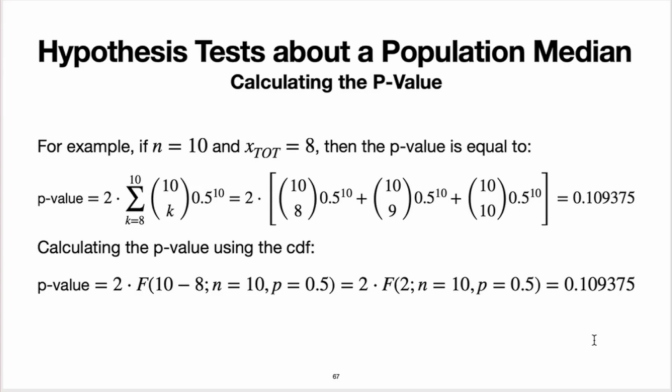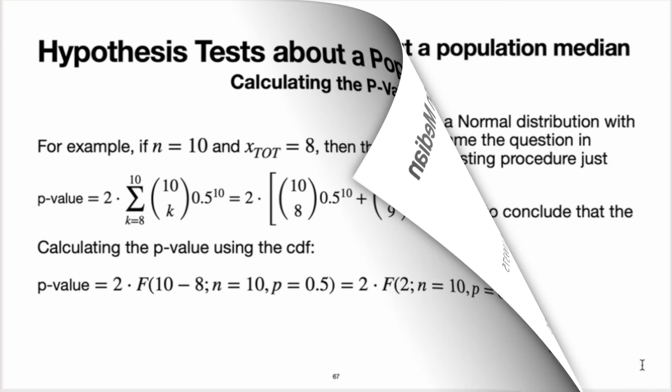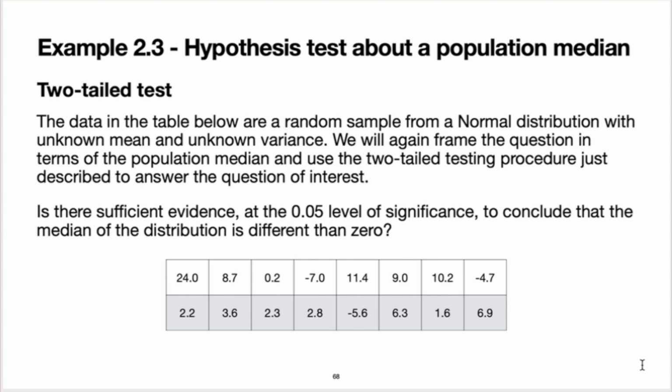So we see that we can calculate the p-value for the test using either the CDF, or by calculating the individual terms of the sum and then adding those up. All right, so let's look at an example.